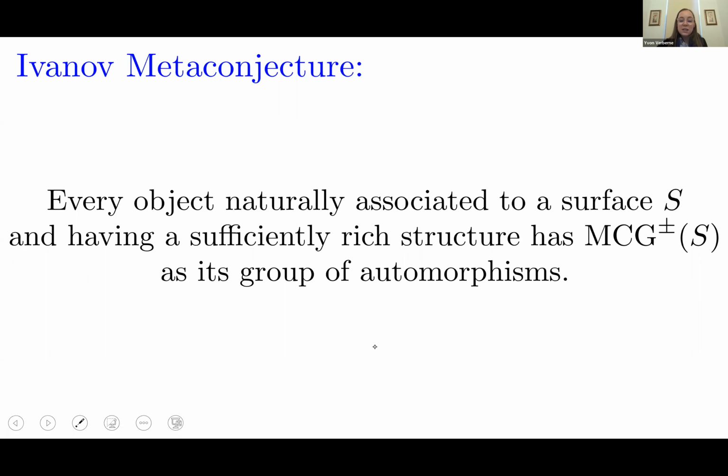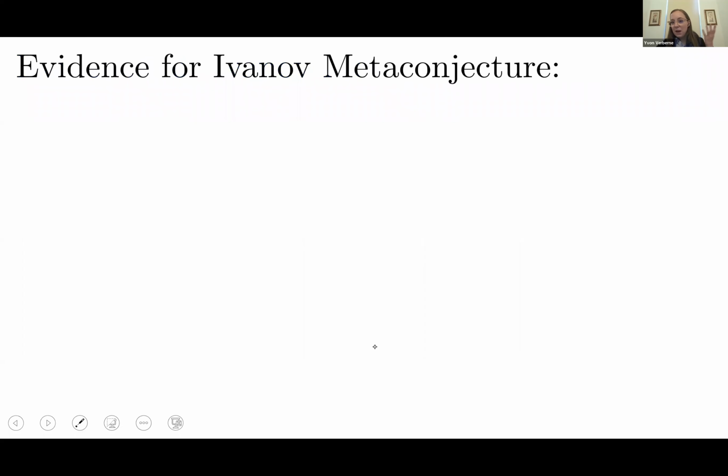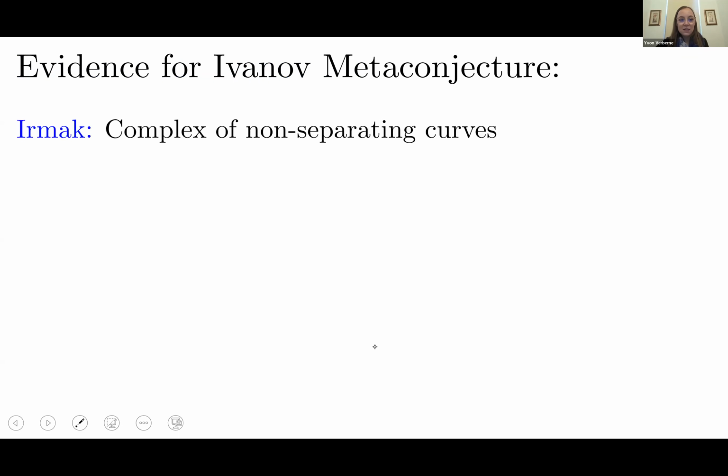So there's been a lot of work done to prove that this metaconjecture holds. I want to give a brief overview of some of the evidence for the Ivanov metaconjecture. Work of Ermac studied the complex of non-separating curves. This is the complex defined by taking the isotopy classes of non-separating curves as the vertices. A curve is non-separating if I cut along it and my surface stays in one piece. Ermac was able to prove that the group of automorphisms of the complex of non-separating curves is in fact isomorphic to the extended mapping class group.